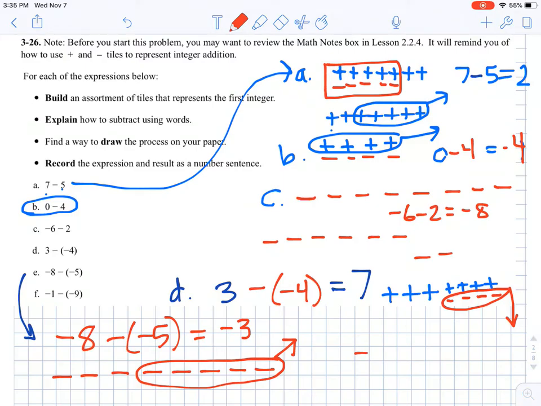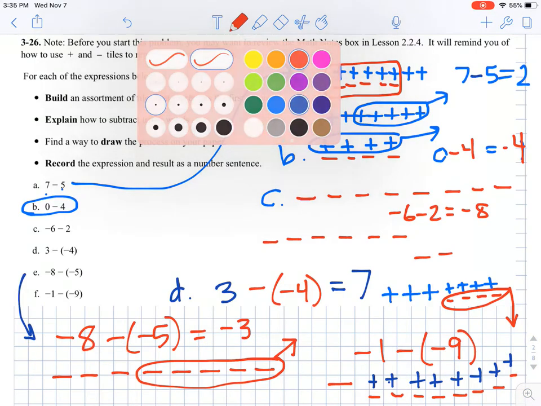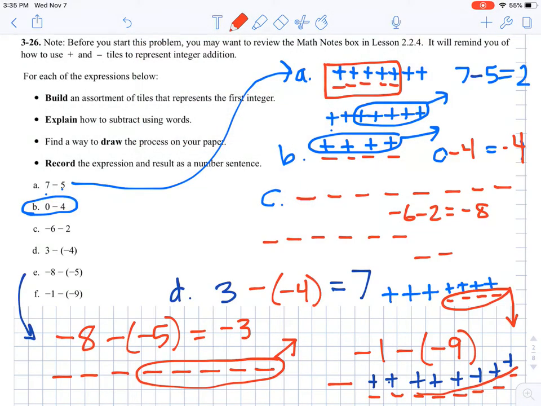And finally for F, I have negative 1 minus negative 9. So I have negative 1, and I want to take away 9. Well, I don't have 9 to take away, but I can add 8 zeros. 1, 2, 3, 4, 5, 6, 7, 8. So those are zeros. And then if I take away the negative 9, take away all of these, I'm left with positive 8.